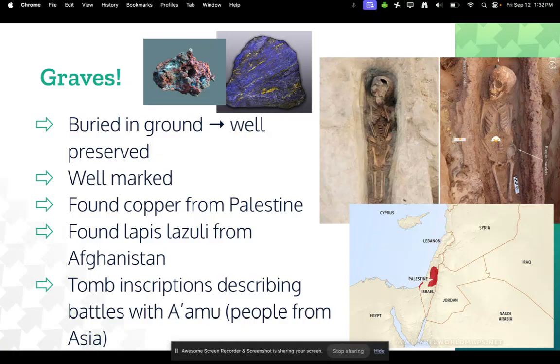And in these graves, historians have found things such as copper all the way from Palestine. So Palestine's right here, Egypt's right there. They've also found lapis lazuli from Afghanistan, which I just showed you in the last map. They would also include things like tomb inscriptions. One of the most iconic tomb inscriptions found in ancient Egyptian stuff described a battle with the Amu people, who are actually people all the way from Asia.